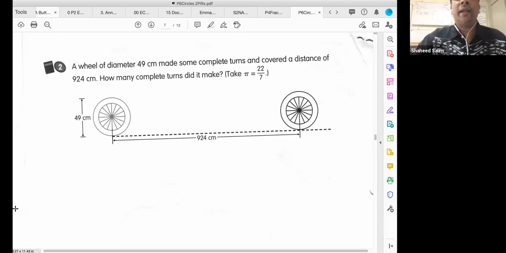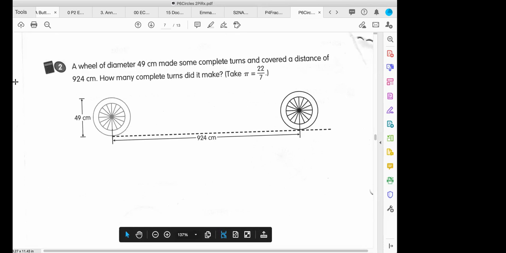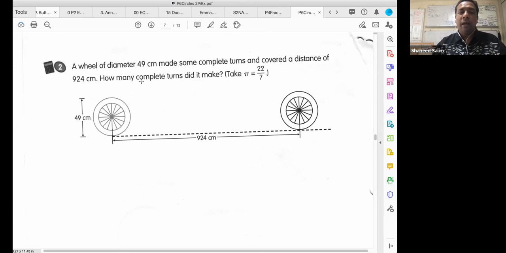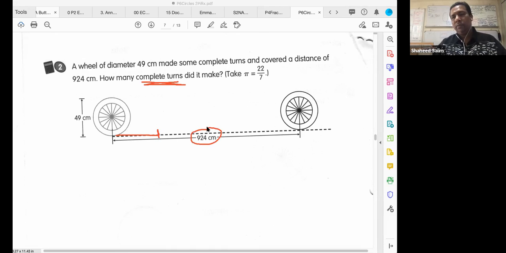Okay, so now let us go one by one. What we want to know, how many rounds did it make, right? In order to know how many rounds, you must know how many turns. How much is one turn? Is it 924? No, it's not. One turn, you must find the circumference first. So pi times d. Pi is 22/7 times 49. And you get 154, is it?